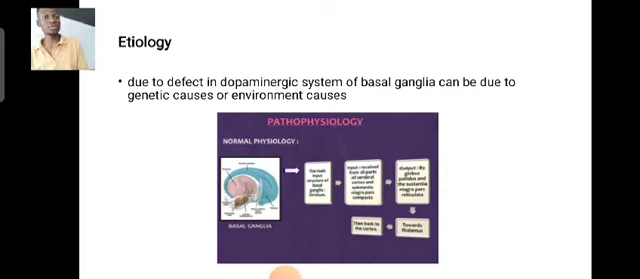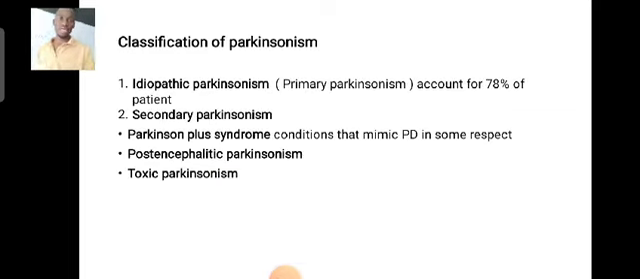This is mainly caused by genetic and environmental causes. There are different causes of Parkinsonism, but mainly they are genetic and environmental, as we are going to see ahead. Now, what is the classification of Parkinsonism?